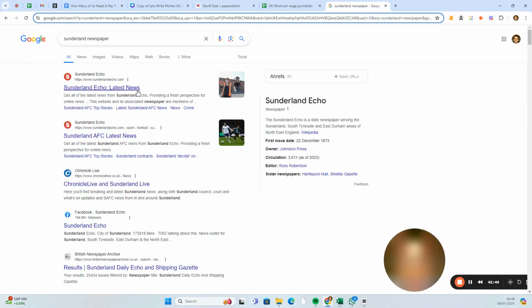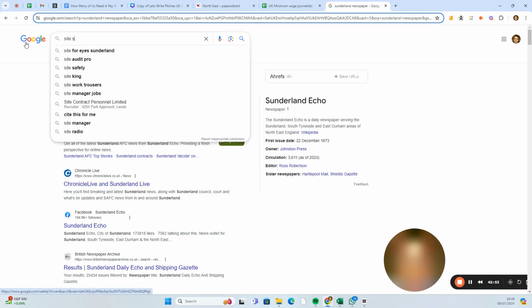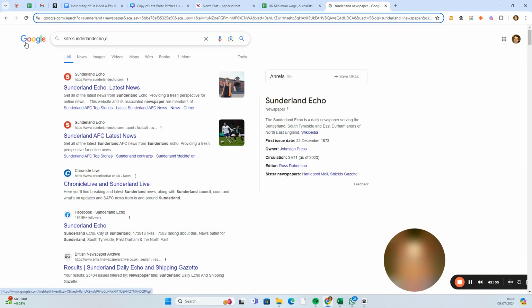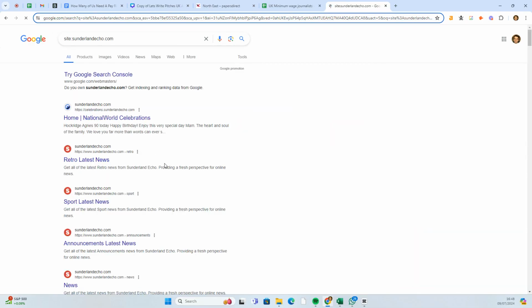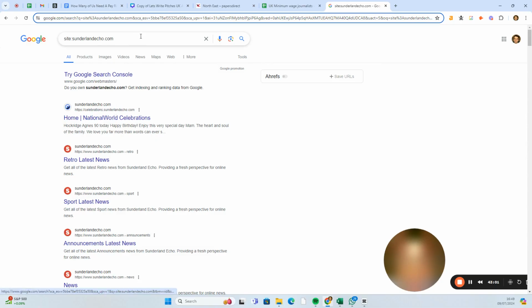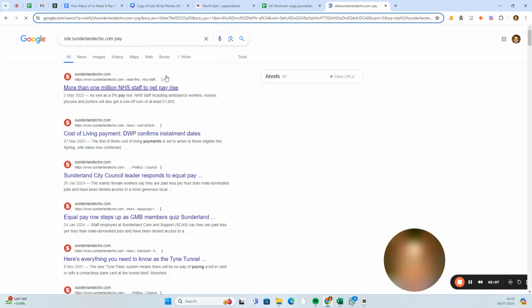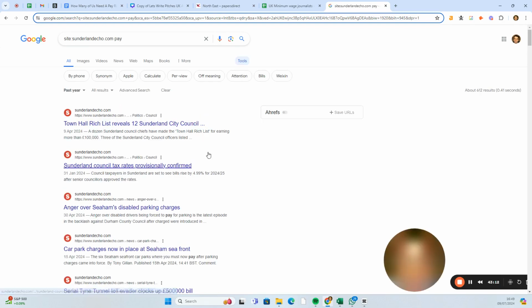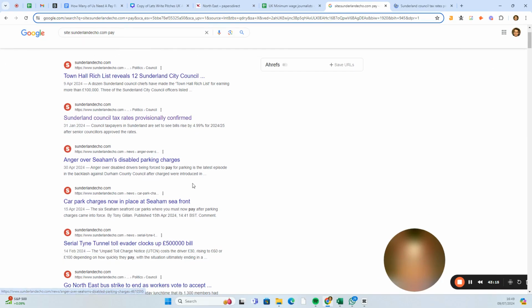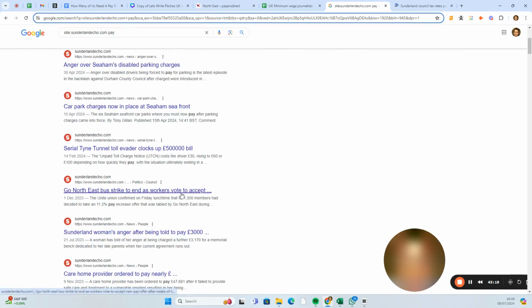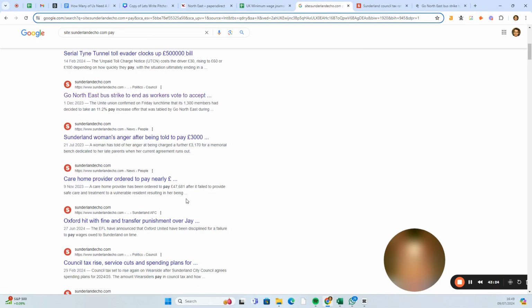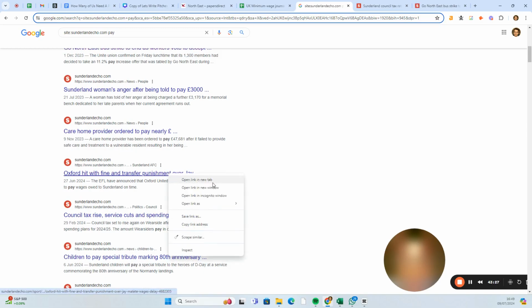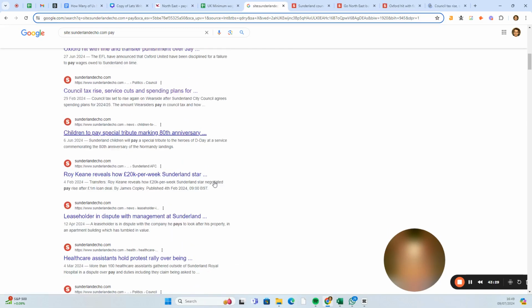Sunderland newspaper. So Sunderland Echo. So site sunderlandecho.com. And then we can go pay. We'll set it to last year. There we go, there's one. There's 2, 3, 4.